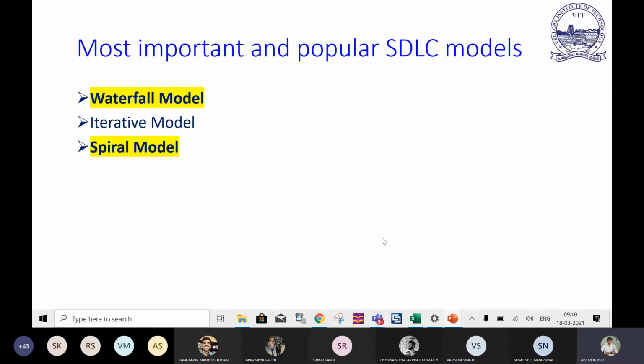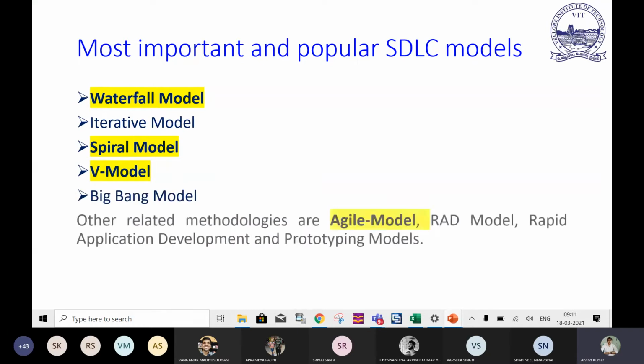Then another model that came into the picture was the iterative model. You know what iterations are? Different trials you are taking, and in that way people started developing, and the more frequently used model is the spiral model. What is highlighted here is in the syllabus, and the V model is not in the syllabus. Some other models are also available, like the agile model, rapid application development and prototyping models. Software engineers frequently study these. Here we are going to concentrate on only four models: the waterfall model, spiral model, V model, and agile model.